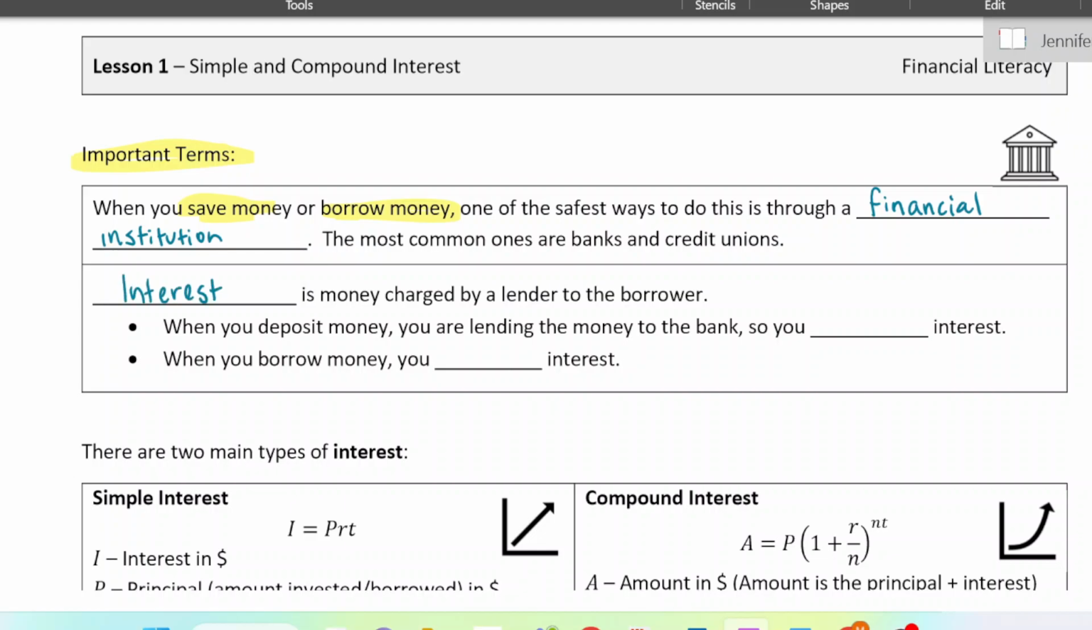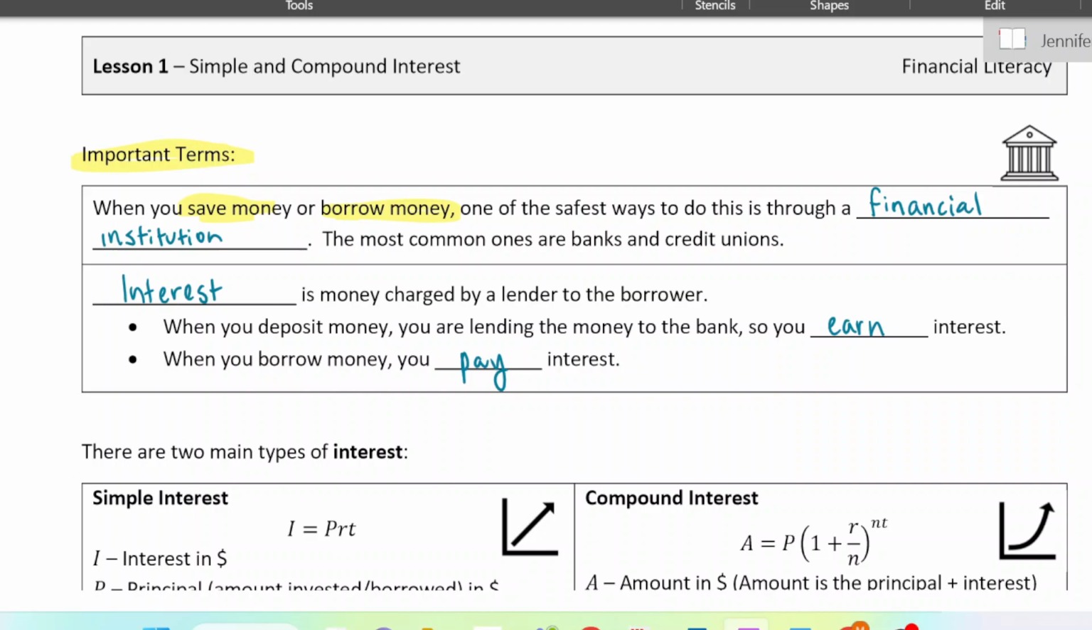Okay. Interest is money that is charged by the lender to the borrower. So if you put money in the bank, you are lending money to the bank essentially, so they can use your money while you're not using it. So you actually earn some interest when you do that. When you borrow money, though, you have to pay interest to the bank or whoever you're borrowing the money from. It's like the cost of the loan.